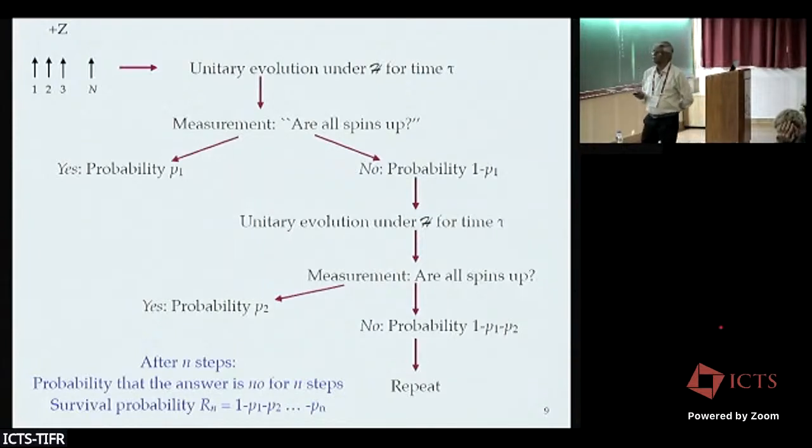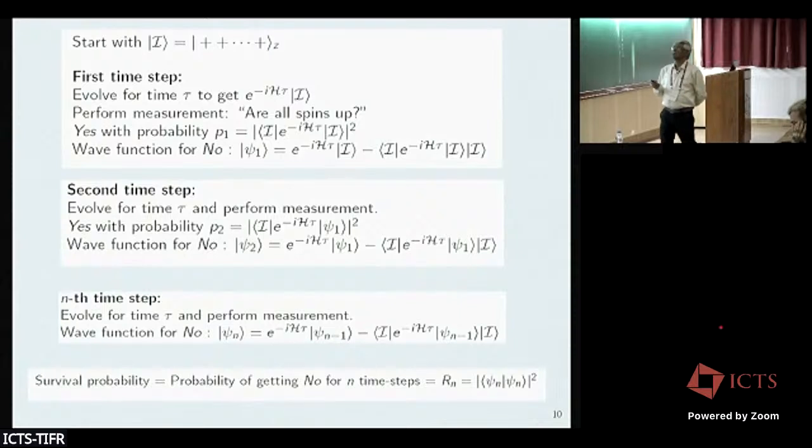After n steps, the probability that the answer is no for all the first n steps is the survival probability, which is 1 minus P1 minus P2, etc. This is a key quantity. We shall deal with this survival probability. Now, we have started with this initial state, I, where everybody is plus. In the first time step, there is evolution over time tau, so I get e to the power minus iH tau operating on this state. Then this measurement is performed. So P1 is just the modulus squared of I times this operating on this state. The wave function describing the replicas which have given me the answer no is this, from which the component of I has been projected out.